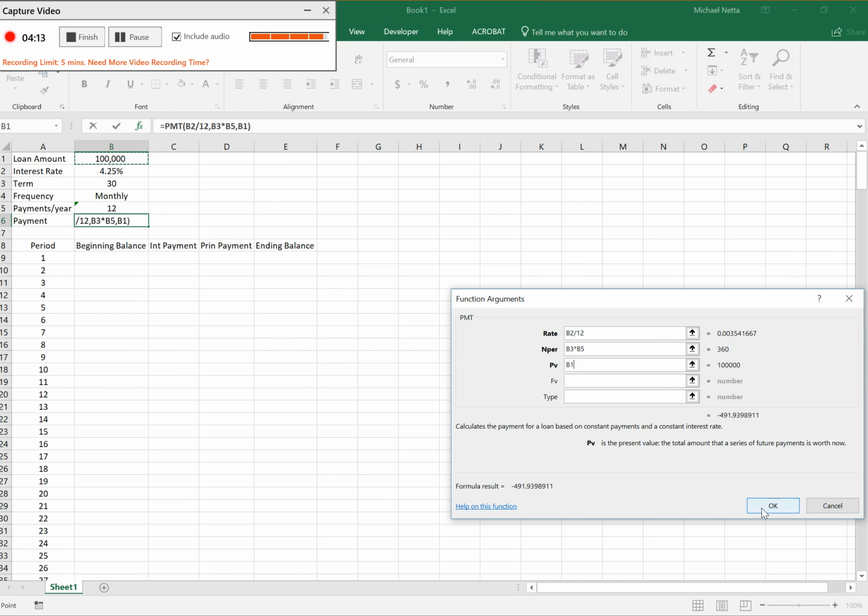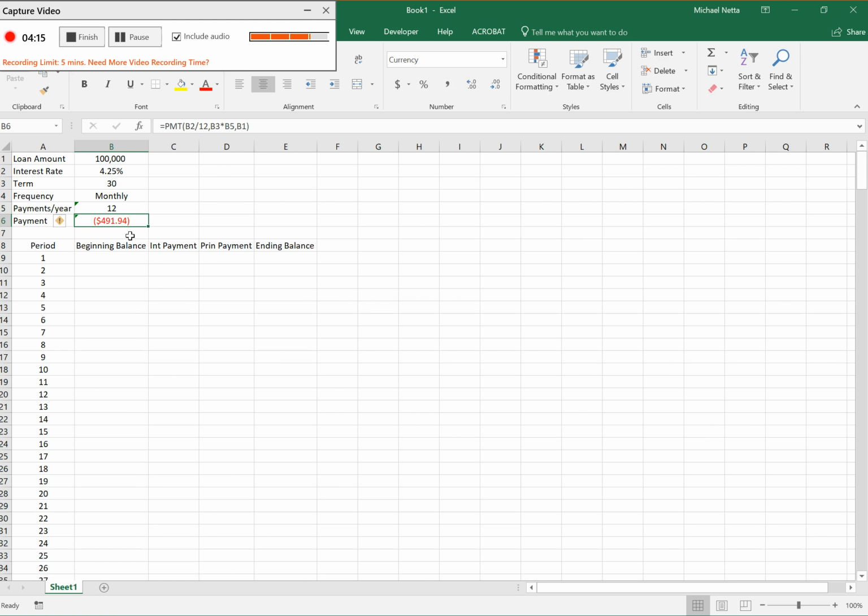So if we go in and hit OK, we can see that our monthly loan payment is negative. We don't want that. We want it to work in positive. So we can just go into this formula and put a negative sign in front of our present value and hit enter, and you can see that this turns around and makes it a positive number.